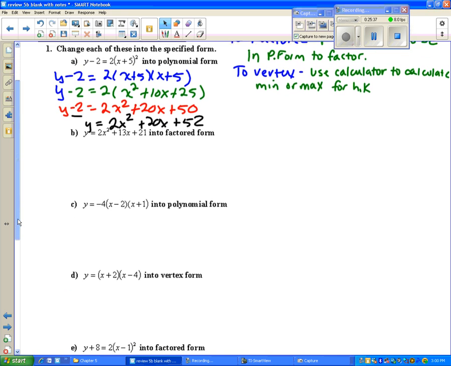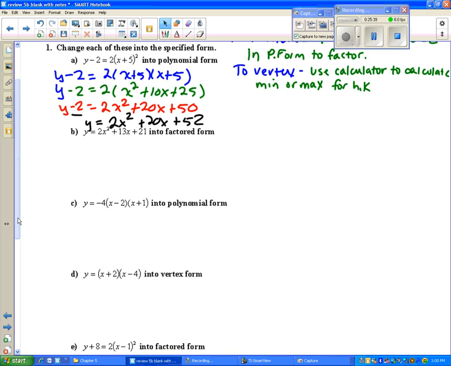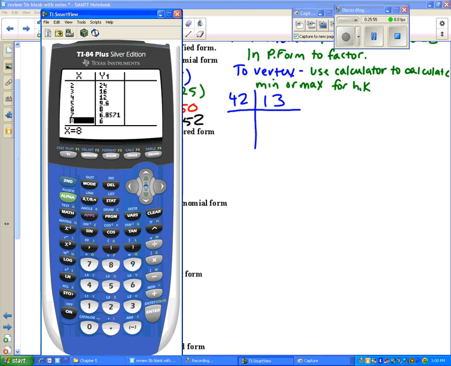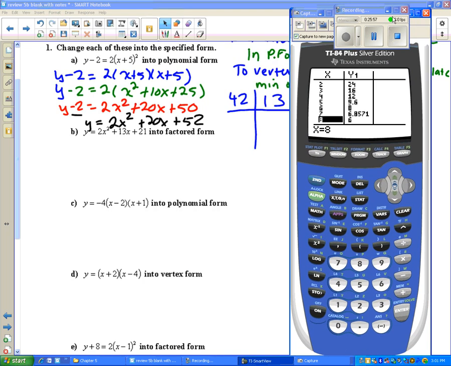Letter B, 2x squared plus 13x plus 21 into factored form. So I want to factor this. So the question is, what multiplies to be a times c, 2 times 21 is 42, and adds to be 13? So I pull up my handy dandy little calculator. What multiplies to be 42, 42 divided by x. I'm going to go to my table.